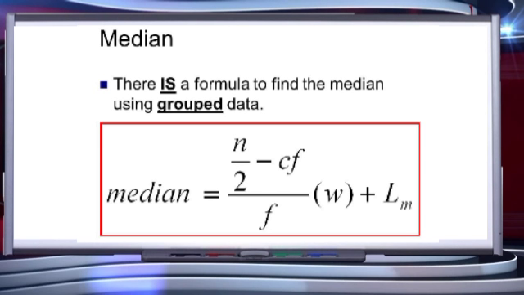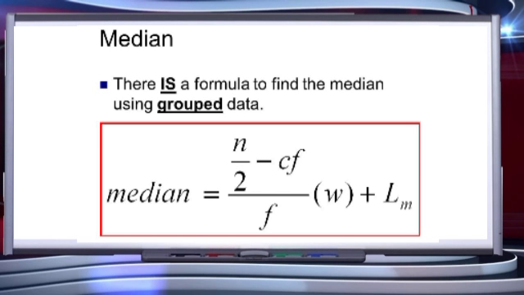So if we are given the data from 0 to 5, 5 to 10, 10 to 15 and so on, that means width is 5. And L m is the lower limit of that median class. So students, with the help of n by 2, we will decide which will be our median class.